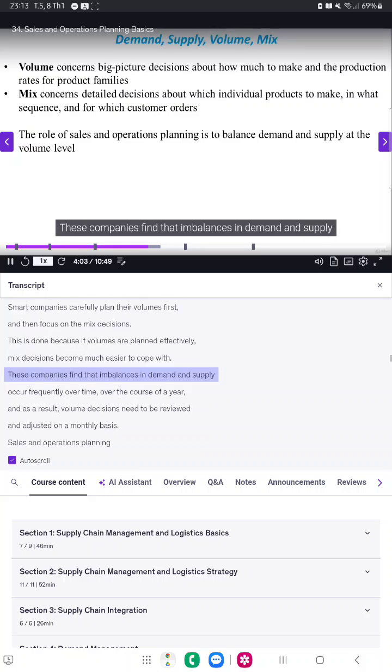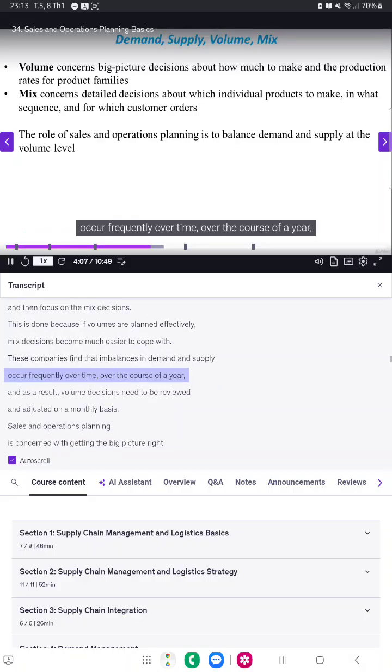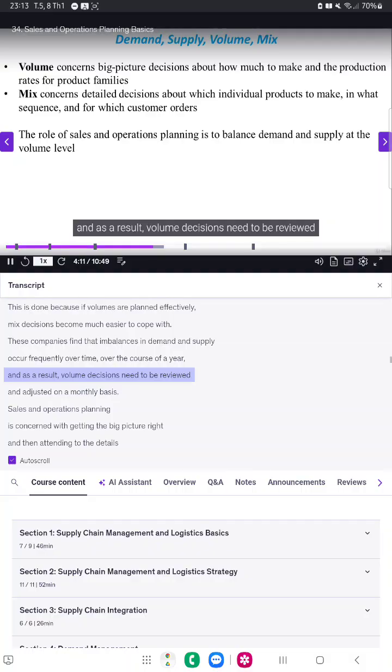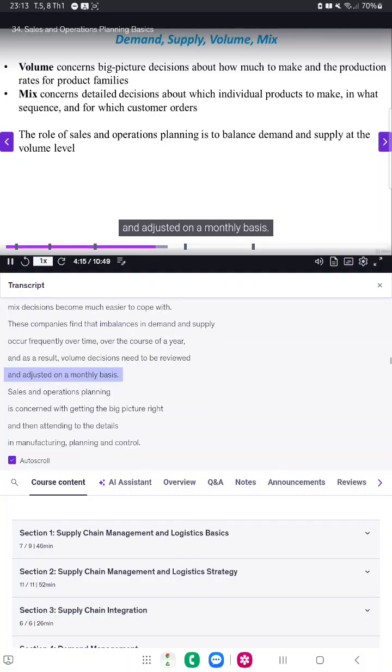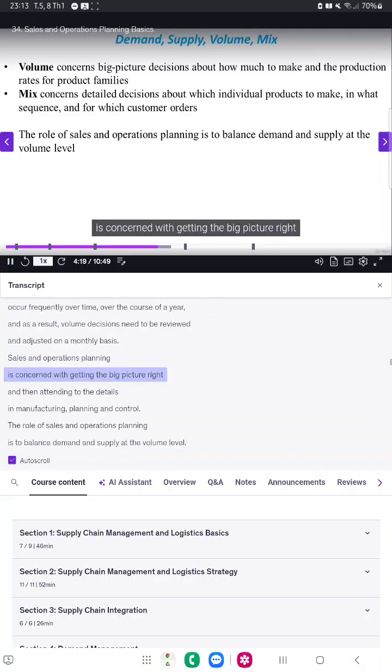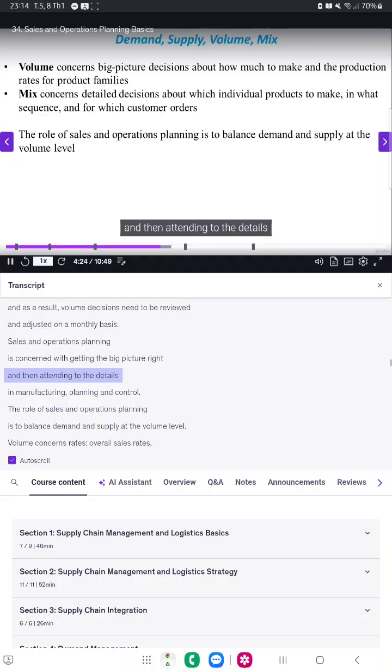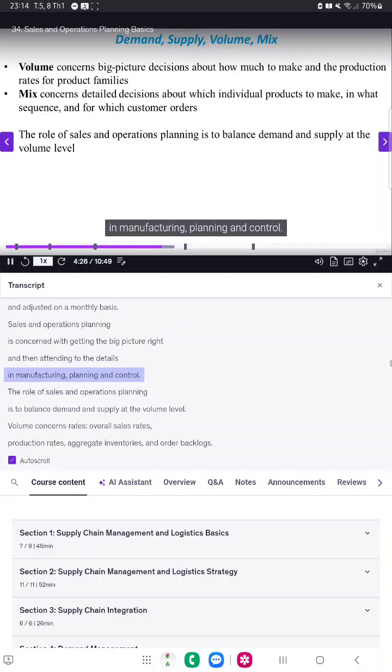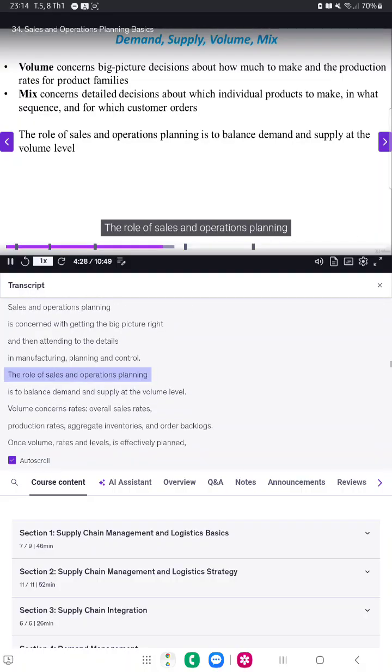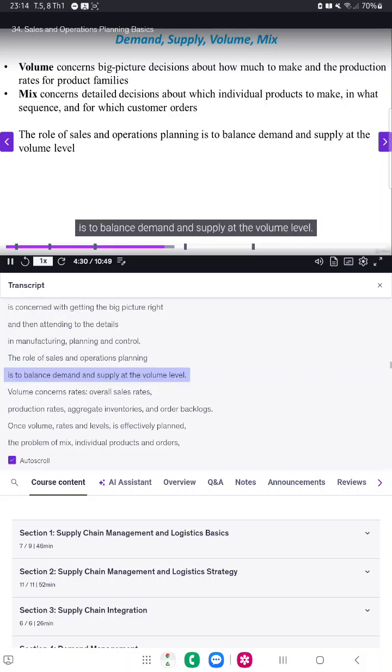These companies find that imbalances in demand and supply occur frequently over time, over the course of a year, and as a result, volume decisions need to be reviewed and adjusted on a monthly basis. Sales and operations planning is concerned with getting the big picture right and then attending to the details in manufacturing planning and control. The role of sales and operations planning is to balance demand and supply at the volume level.